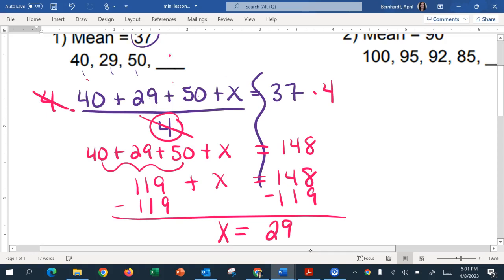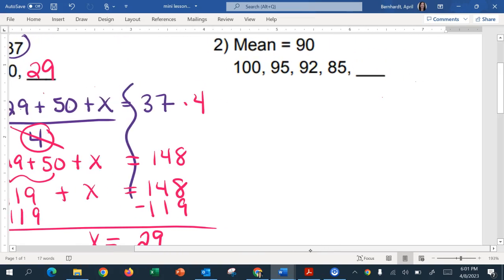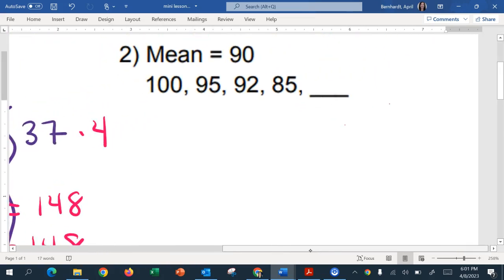So now I can replace that. 29, which kind of seems reasonable. Our average was 37, which is kind of in the middle there. So a lower number would make sense. All right, moving on to our second example.